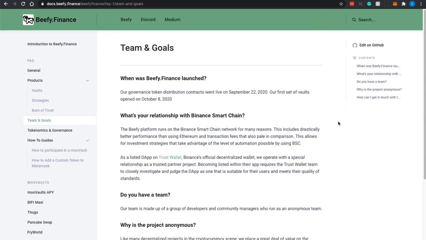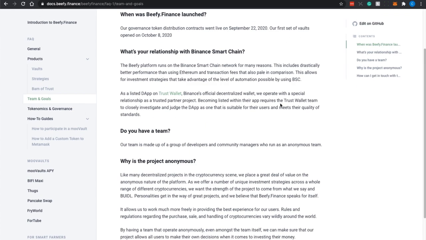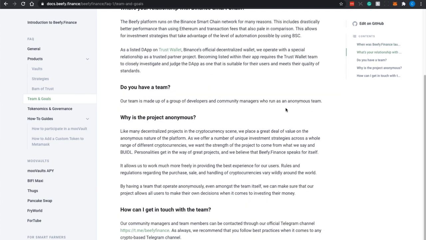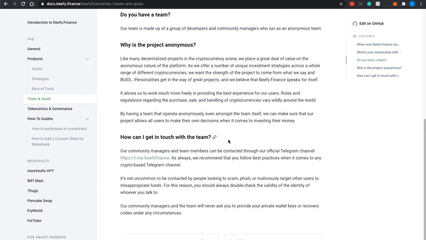Up next will be the roadmap, their team and goals, and their relationship with Binance Smart Chain. They are working together with Trust Wallet, one of Binance's official decentralized wallets. They have a team, and the best way to get in touch with the team is through their official Telegram channel, which is what most crypto projects communicate through.